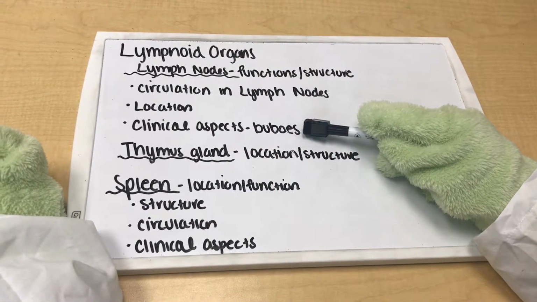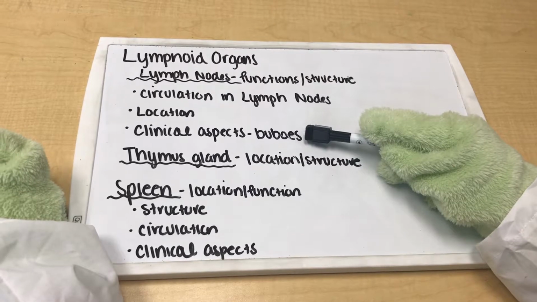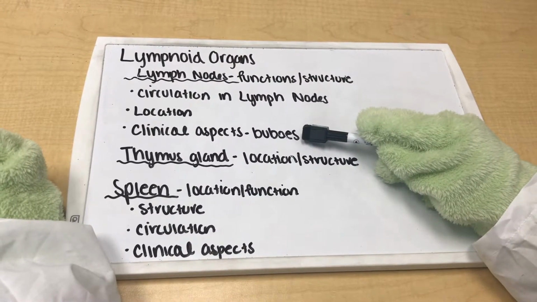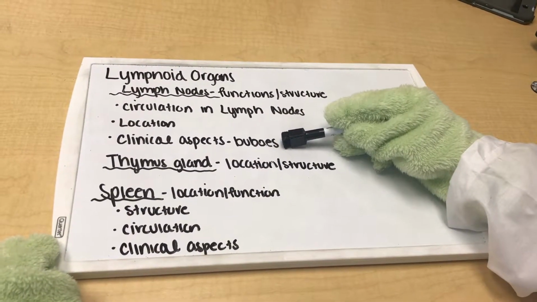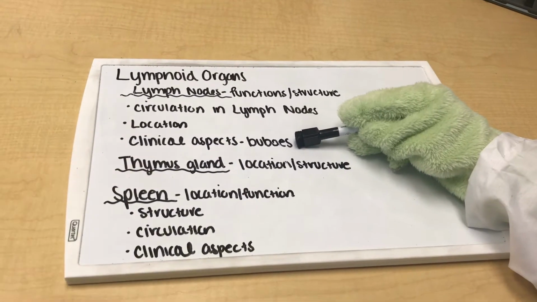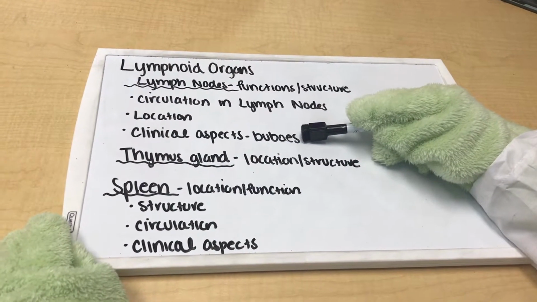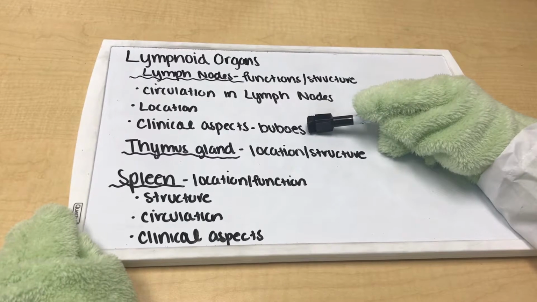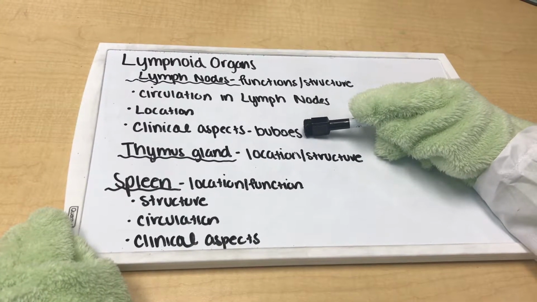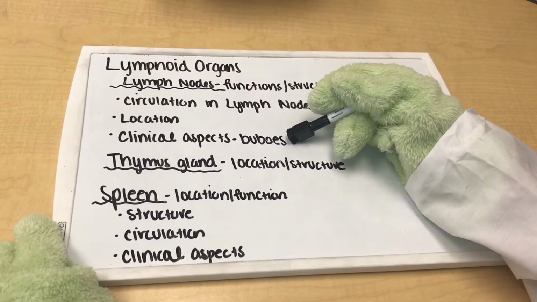The clinical aspects of lymph nodes include buboes, hey, that's me, which are the swollen infected lymph nodes, and the secondary sites of cancer from metastasis, which is the spreading of cancer due to breaking apart of tumors.